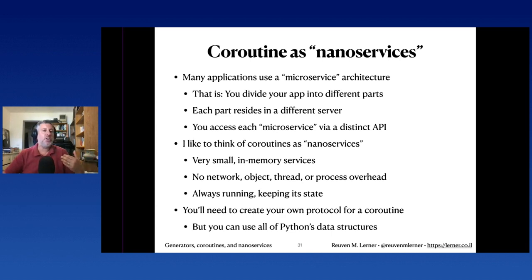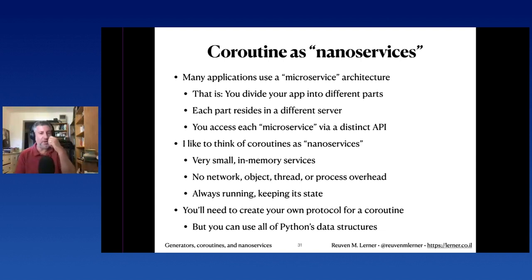So what you can do is think of your coroutines as nanoservices, as services that are sitting inside of your program. They're not on external servers, right? And so there's no network overhead. There's no object or threaded process overhead. It's just sitting around. It's always running. It keeps its state. And you can just contact it via an API. What is that API? Send. You say, here's some new data. What do you think? It comes back with an answer.